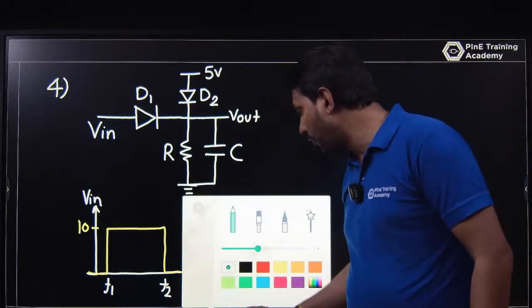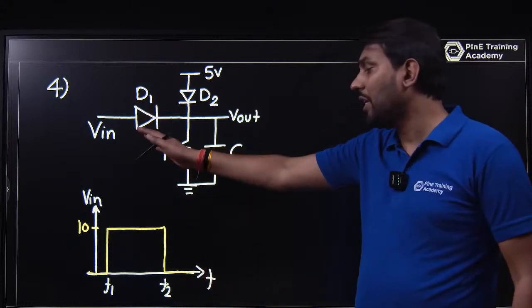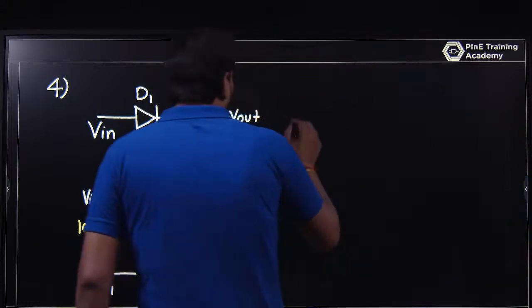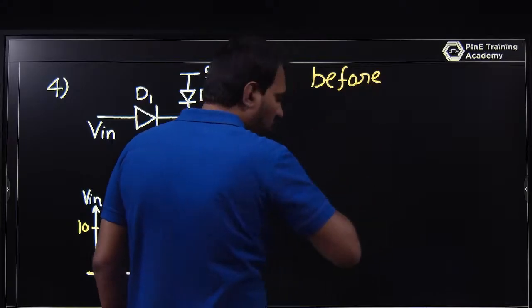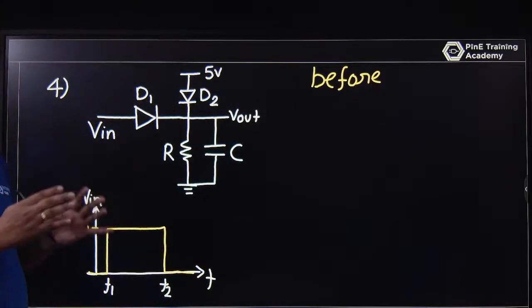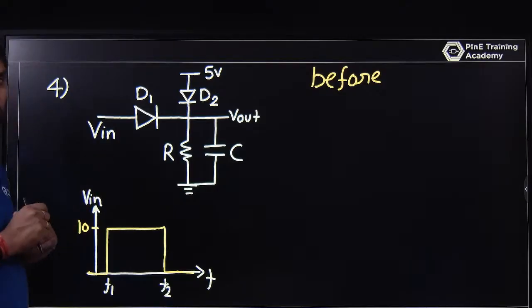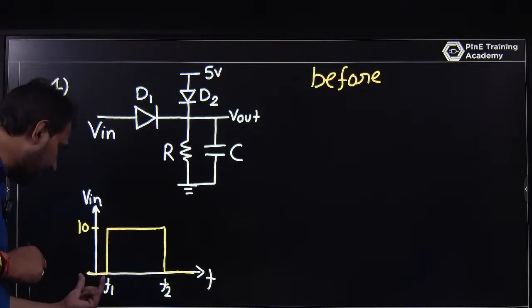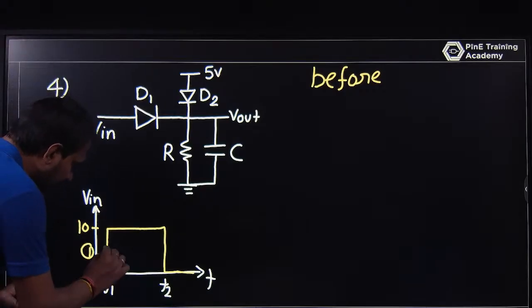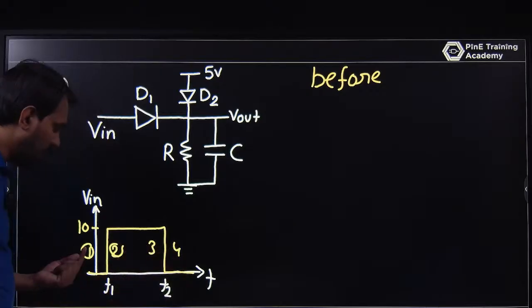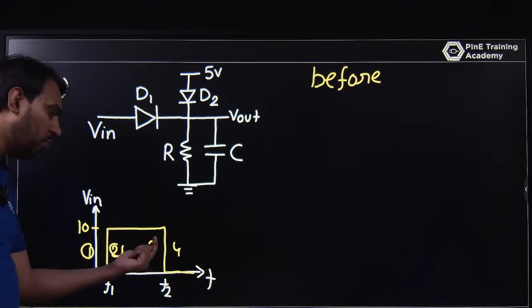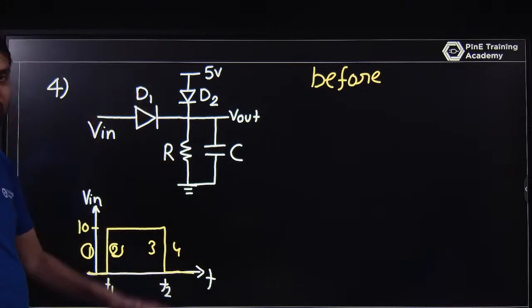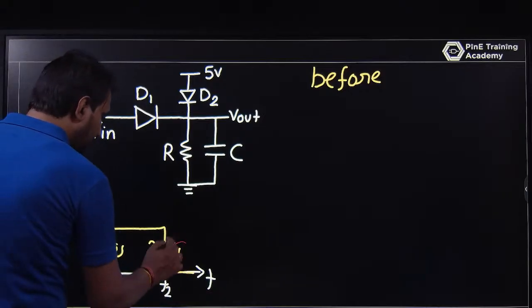Let's talk about before T1. Before T1 the input voltage is 0. Whenever you have a question of RC, just break the question into parts; that will be easy for you. If you solve in a single flow, it will be difficult. So let's start: this is the first region, this is second, this is third, and this will be fourth. Before T1, what will be the state, after T1 what will happen, then T2 minus, then T2 plus, and what will happen after some time. We will follow this path.